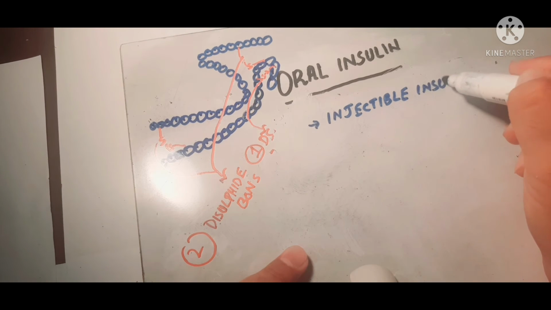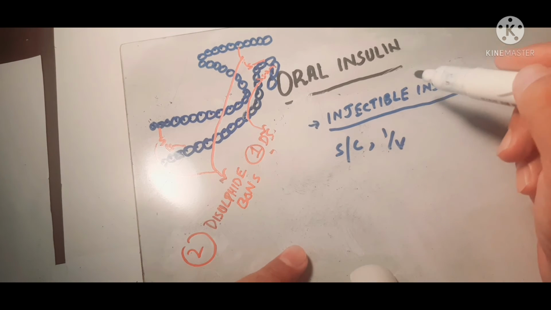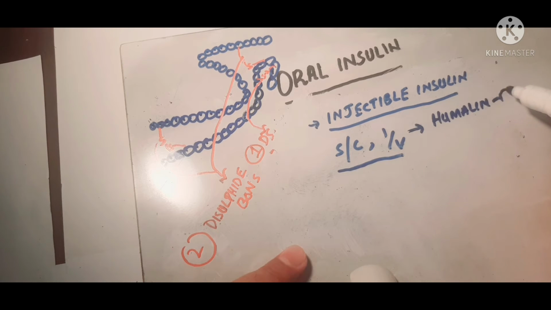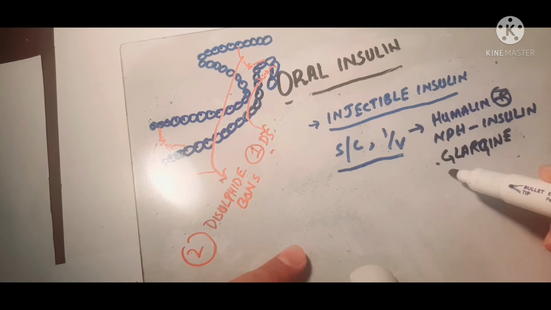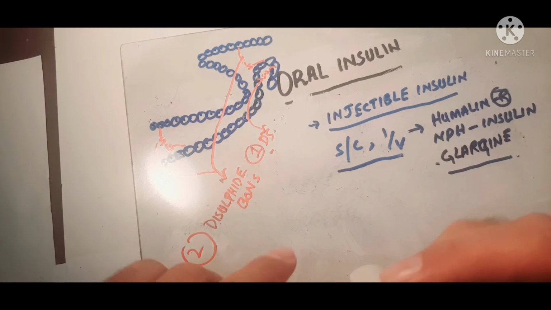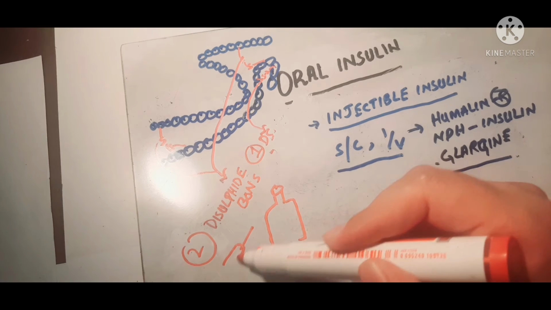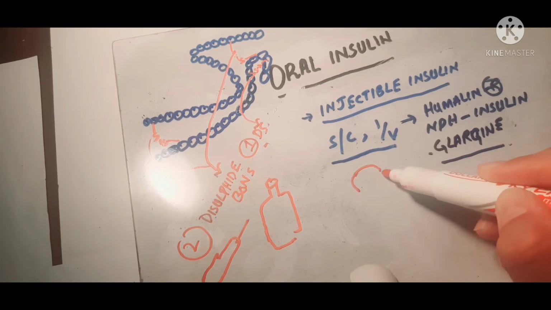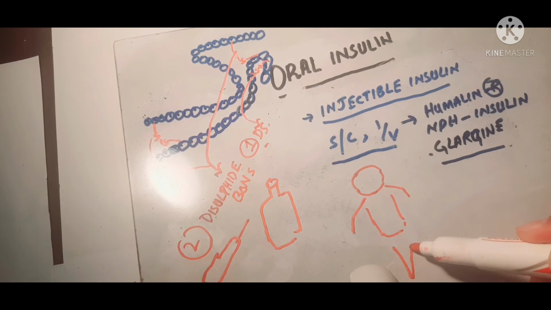Now we know that insulin is available in injectable form. We give it under the skin or intravenously inside the veins. We have different types of insulin like Humulin or NPH insulin, Glargine or the long-acting insulin, different insulins for the treatment of diabetes. Mostly we have injectable insulins which are given subcutaneously or intravenously. We give it in different parts of the body.